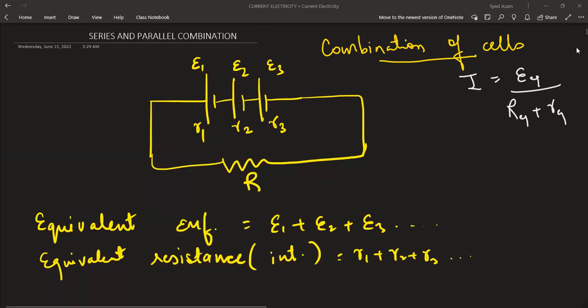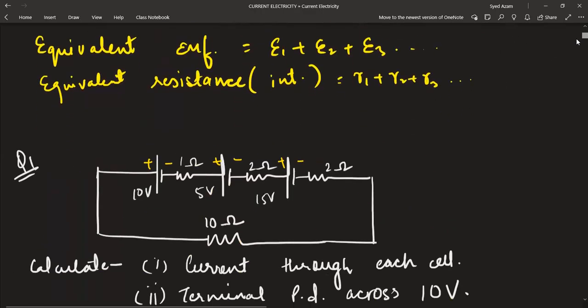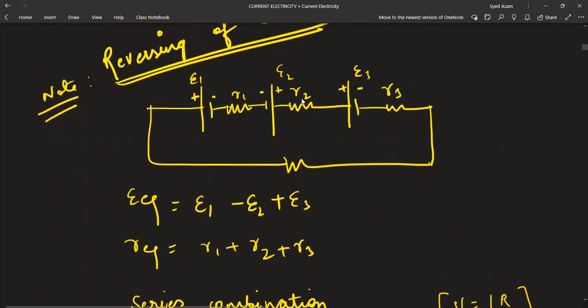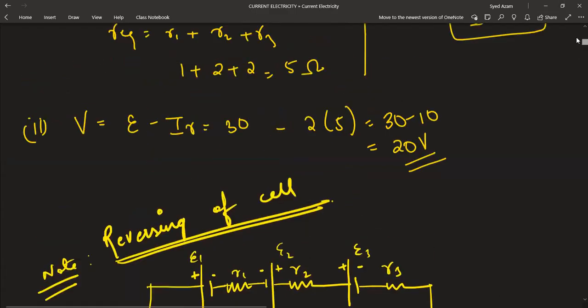But if you see a cell is put in a reversed order, like this, then whichever cell is put in the reversed order, like see, this is the pattern, smaller on the right, higher on the left, smaller on the right, higher on the left. This one is opposite. So whichever one is connected in reverse, you put it as negative. So just put a negative sign. One question I'll show you in between.